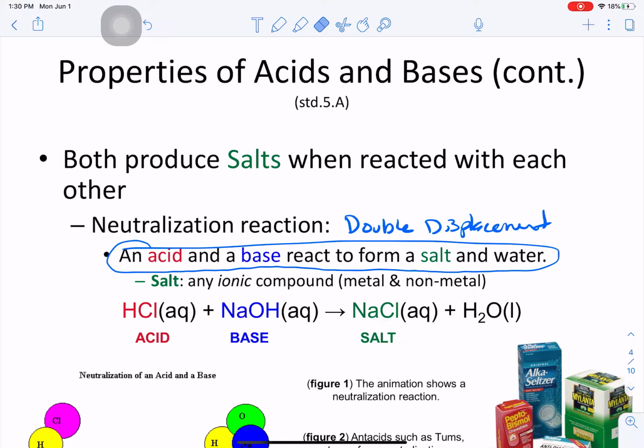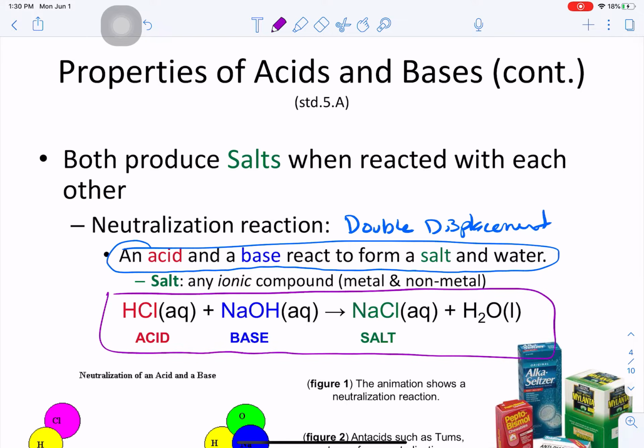Next thing we have to make sure of: is this balanced? Well, we got one H over here, we have one H over here. We have two H's over here, we have two H's over here. We got one Cl over here, one Cl over here. We got one Na over here, one Na over here. We have one O over here, one O over here. Okay, so we know it's balanced.